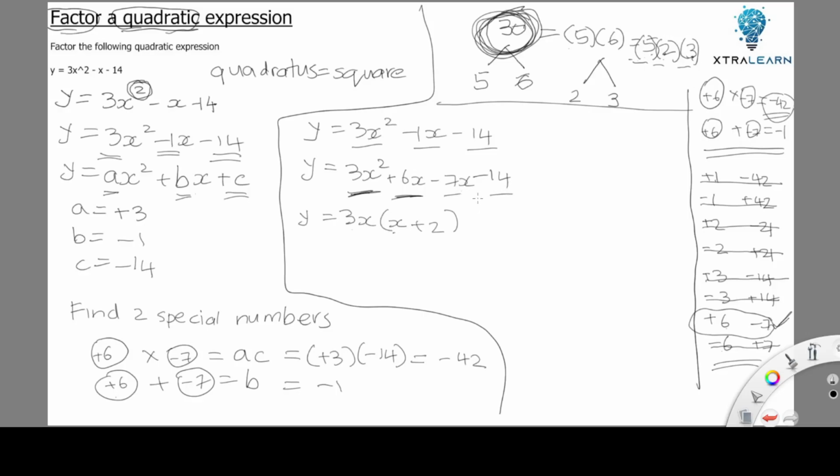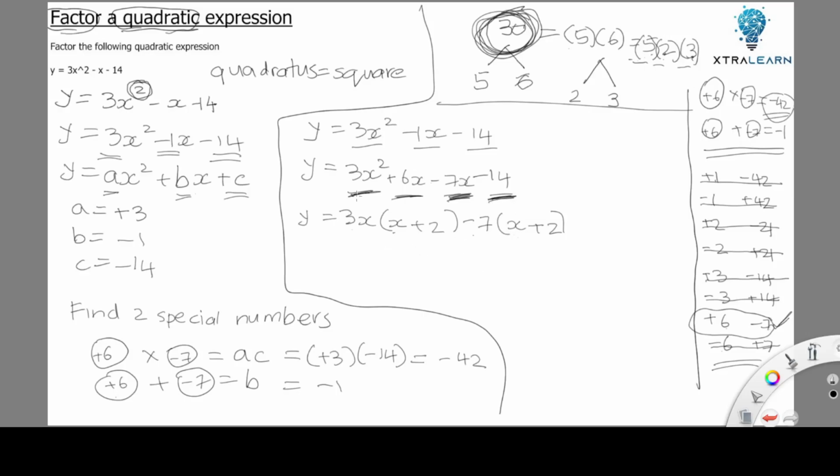And now we look at the last two terms, and we realize we got a -7x and a -14. And from those, we can take out a -7. What's left? Well, -7 times what gives us -7x? That would be x. -7 times x gives us -7x. And then -7 times +2 would give us -14. And there's our factoring by groups.